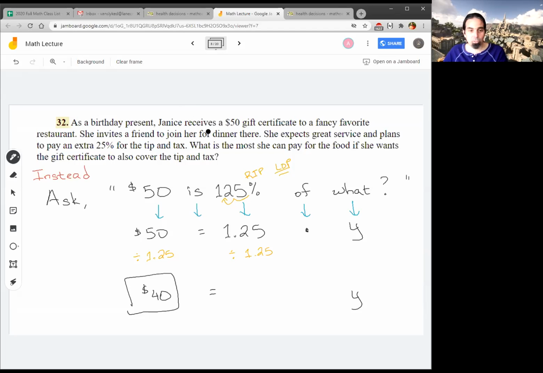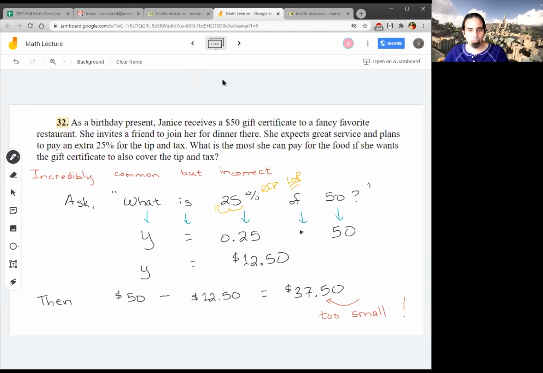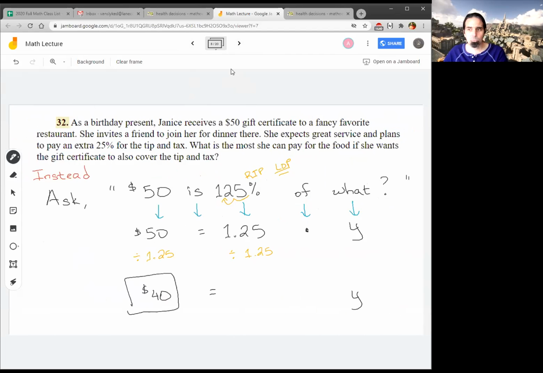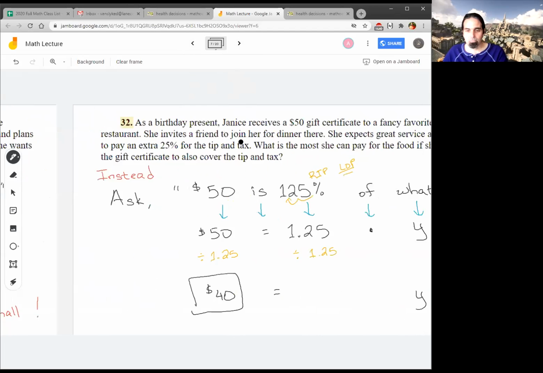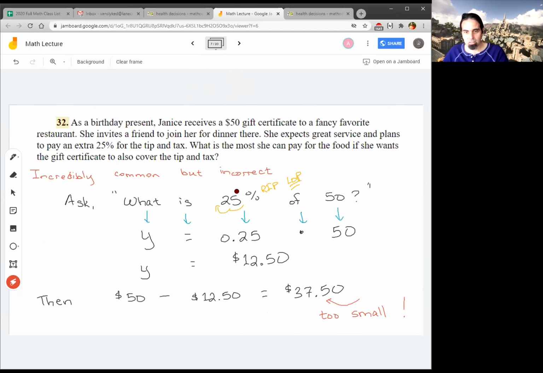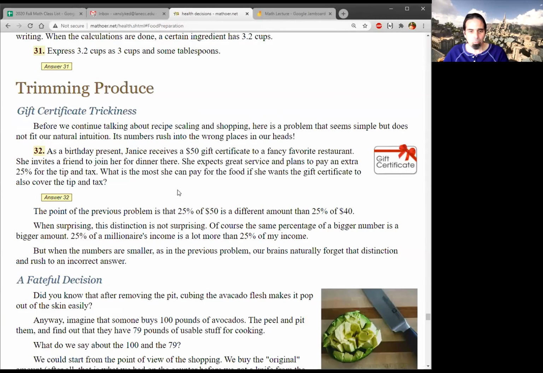So an incredibly tricky problem. Almost everyone that you give the problem to does it this way first and gets an answer that's slightly too small. So the moral of the lesson is that the same percentage, 25% of a smaller number is smaller. The same percentage of a bigger number is bigger. 10% of my income is less than 10% of Bill Gates' income. So now that that's really stuck in your head, we'll keep going.